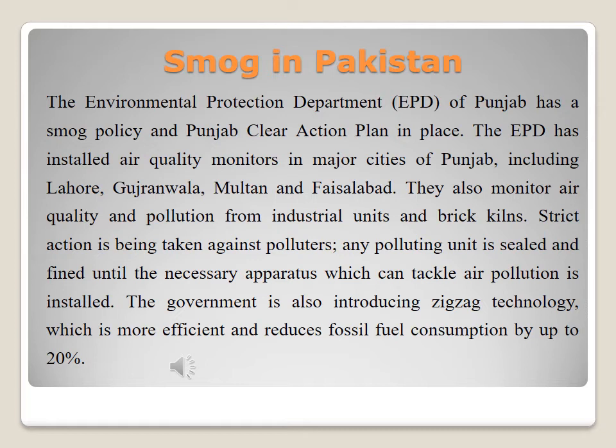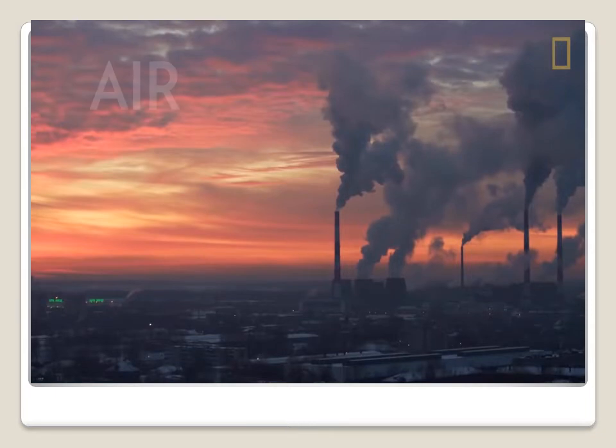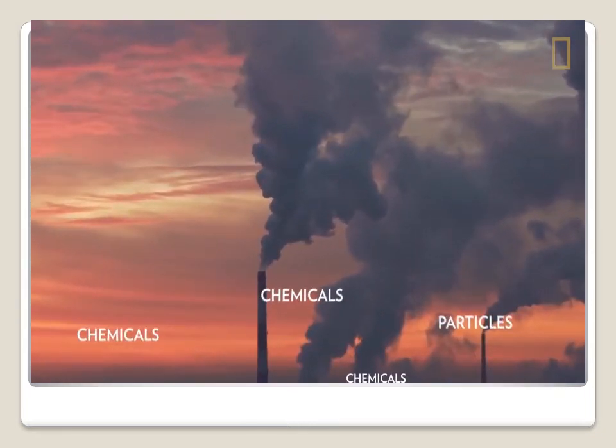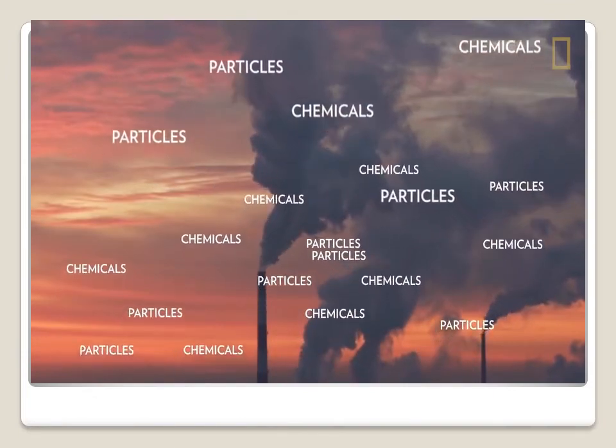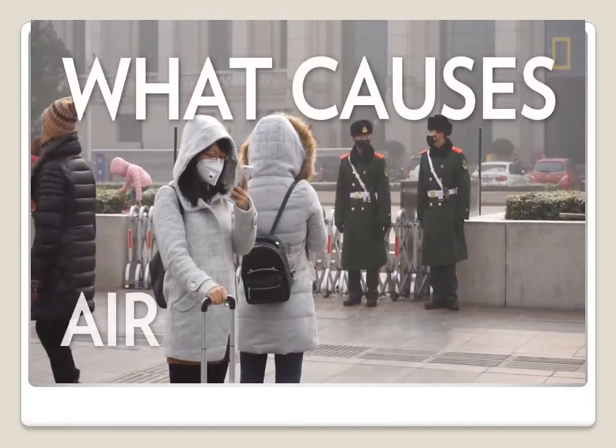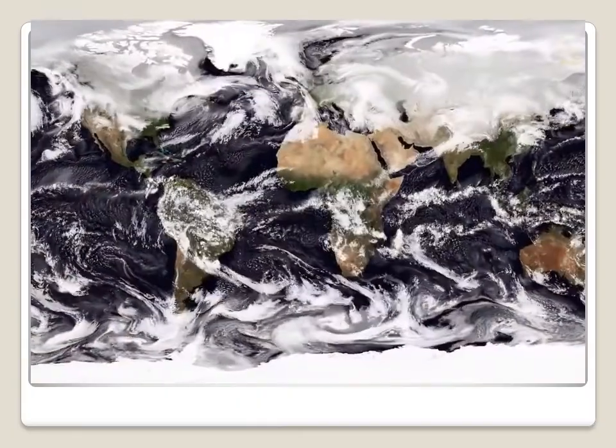The government is now introducing zigzag technology which is more efficient and reduces fossil fuel consumption by up to 20%. Air pollution consists of chemicals or particles in the atmosphere that pose serious health and environmental threats. But what causes air pollution and what does it mean for our planet?